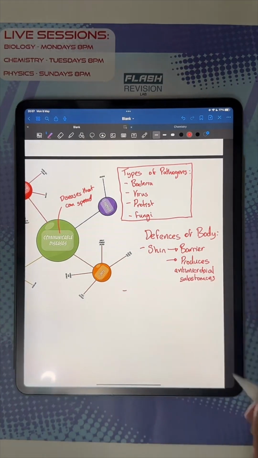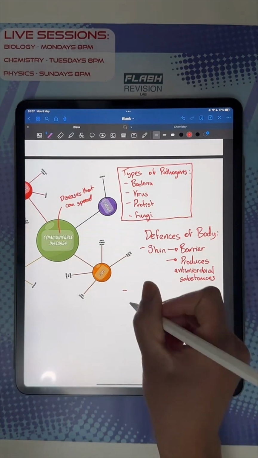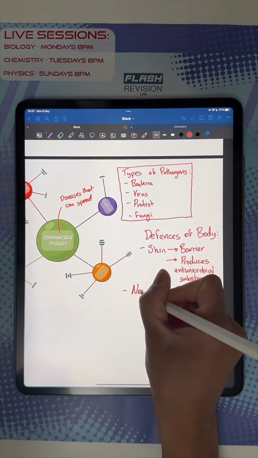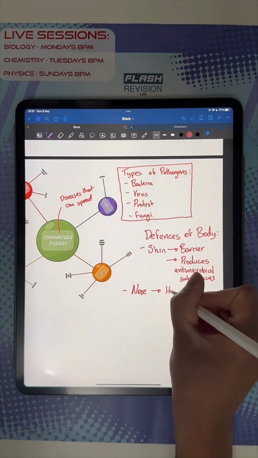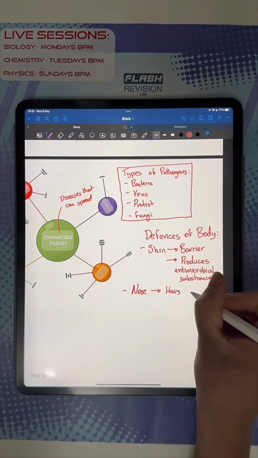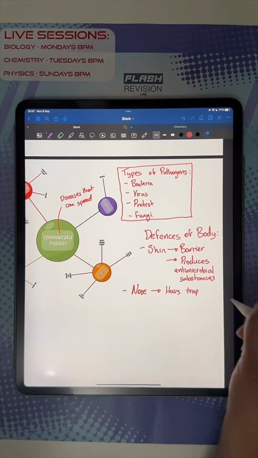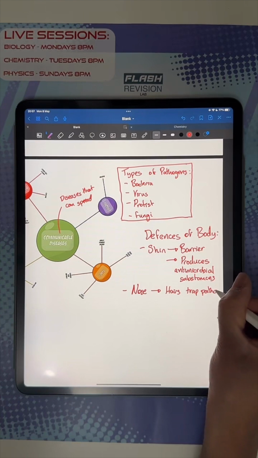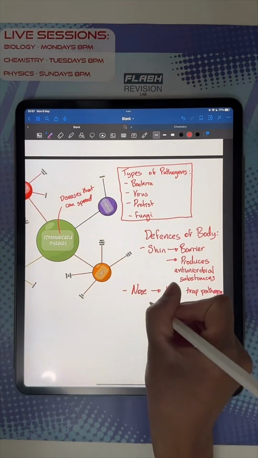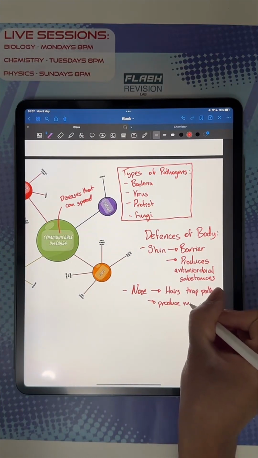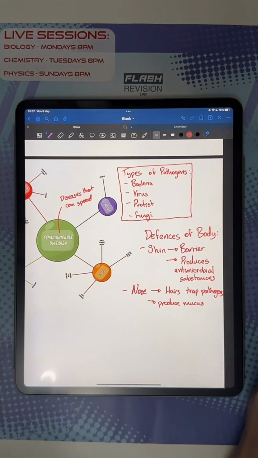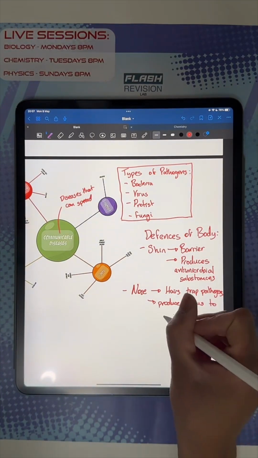After the skin, what other examples do we have, guys? Yes, nose. Let's talk about the nose then. So in the nose, we have two things. We have hairs. What the hairs do is they trap particles that contain pathogens. Also, we produce mucus. Mucus does the same thing, traps pathogens as well.